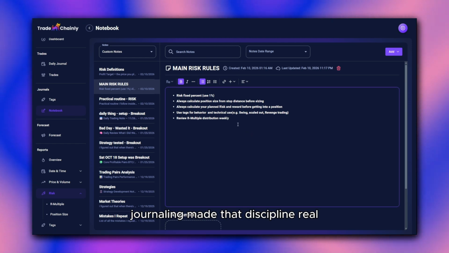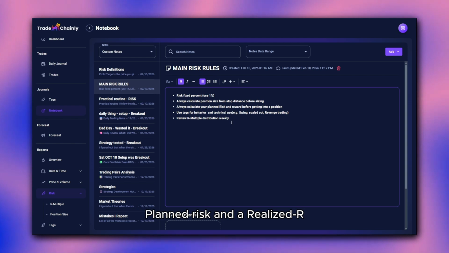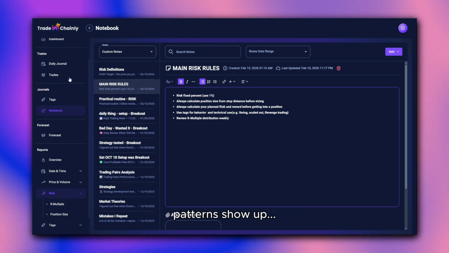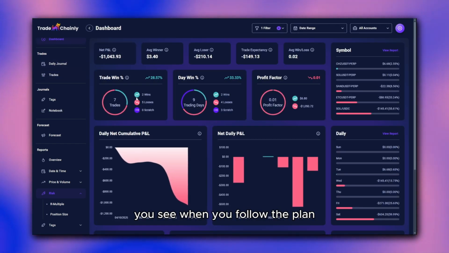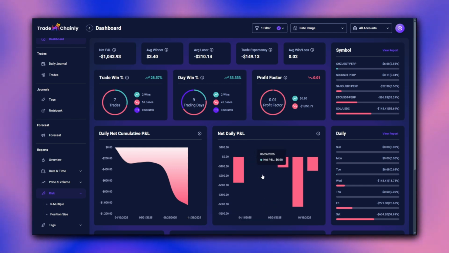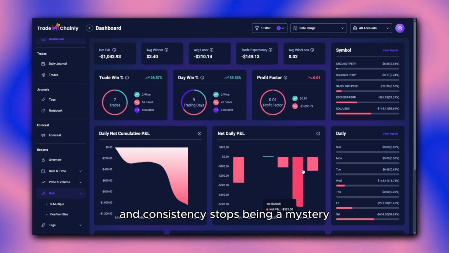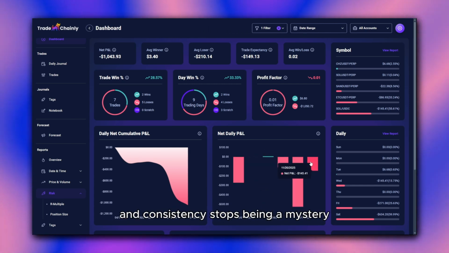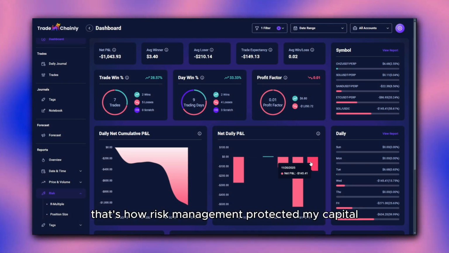Journaling made that discipline real. When every trade has planned risk and a realized R, patterns show up. You see when you follow the plan, and when you don't. Over time, losses become controlled, emotions quiet down, and consistency stops being a mystery. That's how risk management protected my capital.